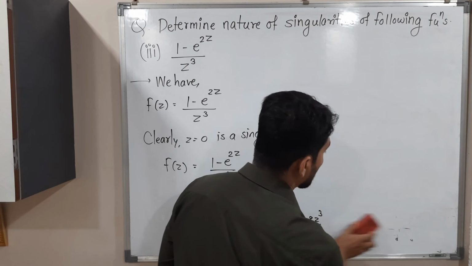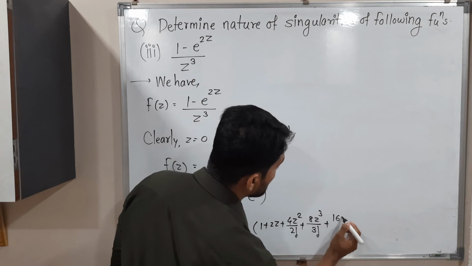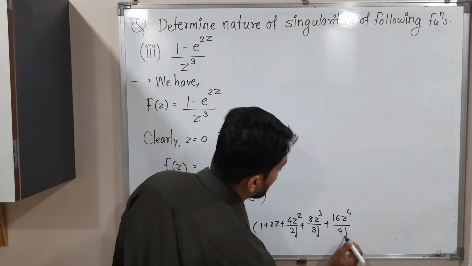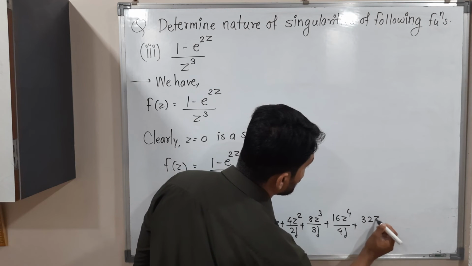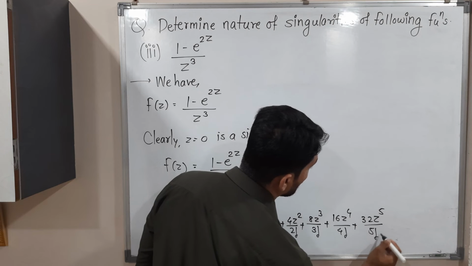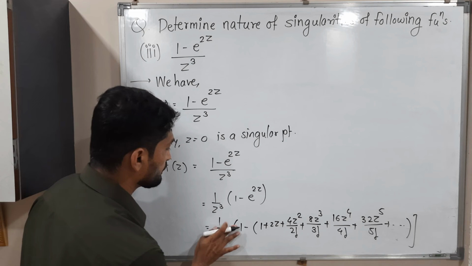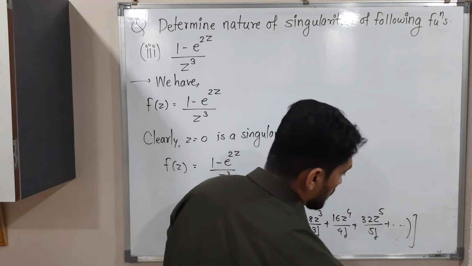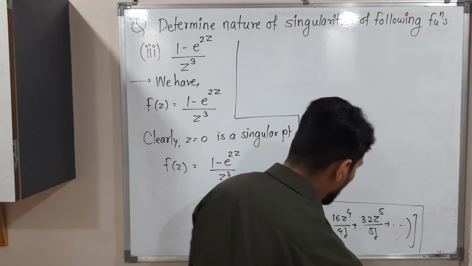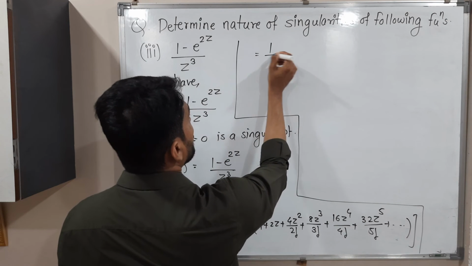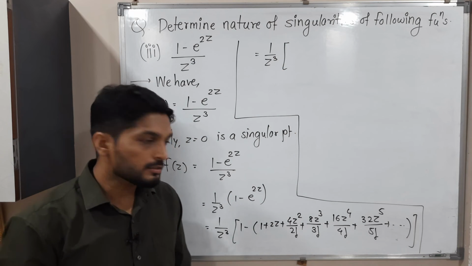Okay, so let us write a few more terms. Fourth power of 2 is 16, z raised to 4 by 4 factorial. Fifth power of 2 is what? 32, z raised to 5 upon 5 factorial, and so on. Okay, so let us solve the bracket. Let us use this space to solve the remaining part of the problem. 1 by z cube. Will you guess what I need to do? My next task is to solve this bracket.